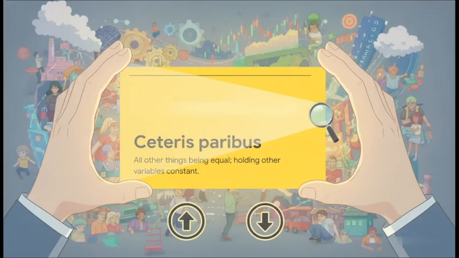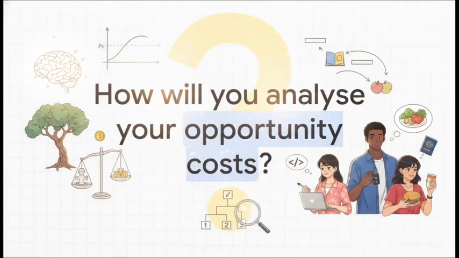And finally, because the real world is incredibly messy, with a million things changing all at once, economists need a way to isolate cause and effect. The assumption visualized here on screen is our scientific anchor. This specific rule means all other things being equal. It allows us to essentially freeze reality, holding every other complex variable completely constant, except for the single one we are actively studying. It's really the only way we can accurately analyze relationships between two moving parts without getting completely lost.